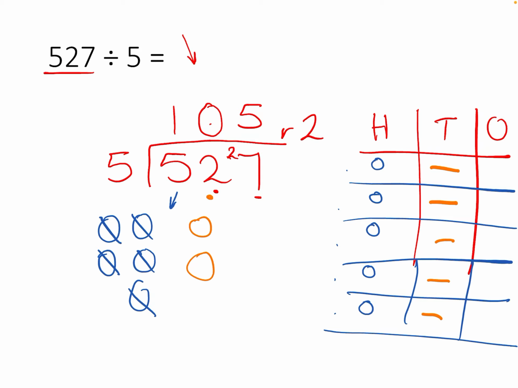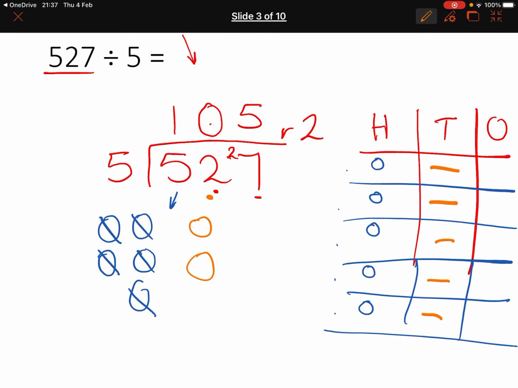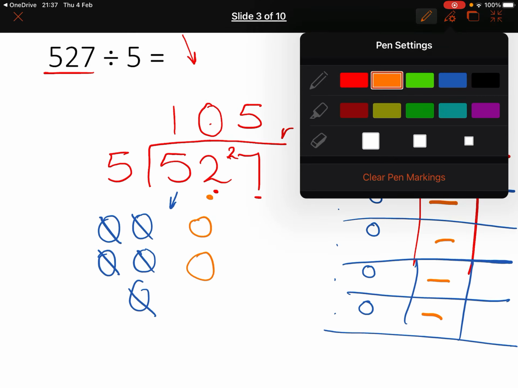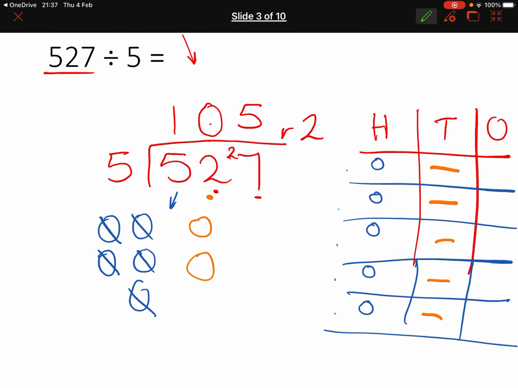So what do I do then? I exchange these two for, let me see, I want that color. So I'm going to exchange this top one here. I'm going to change that for 1, 2, 3, 4, 5, 6, 7, 8, 9, 10. I'm going to do this one now. 1, 2, 3, 4, 5, 6, 7, 8, 9, 10. But I've also got 7. 1, 2, 3, 4, 5, 6, 7.